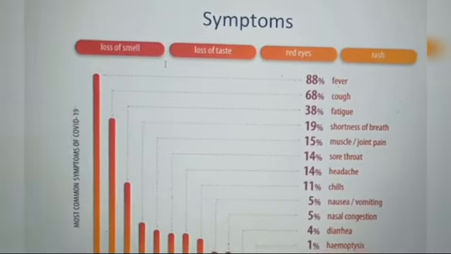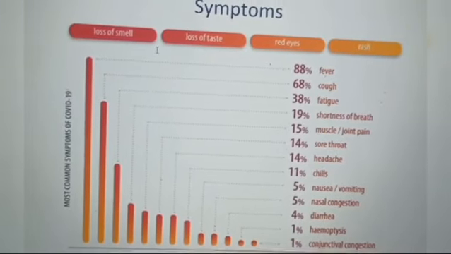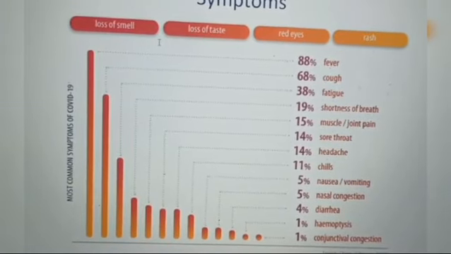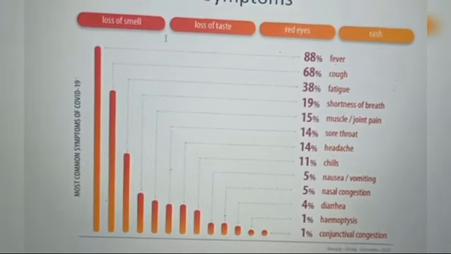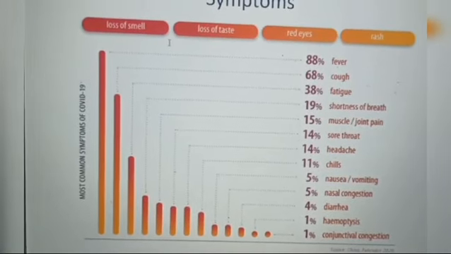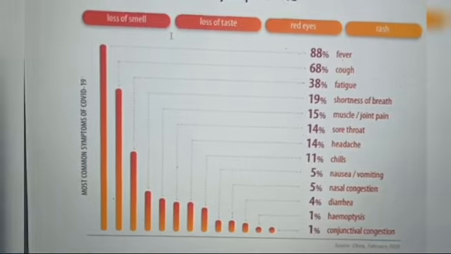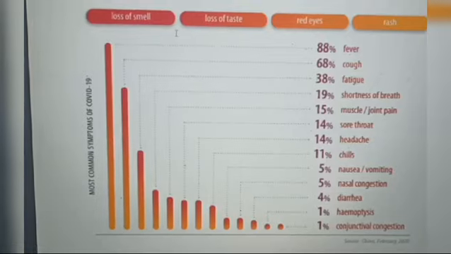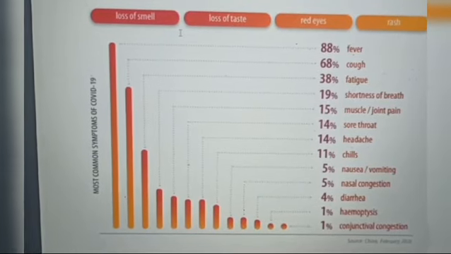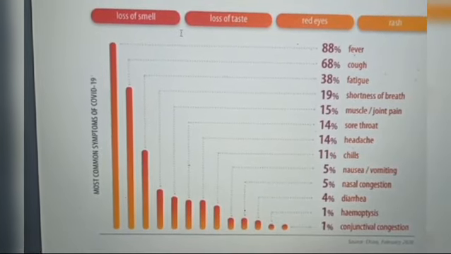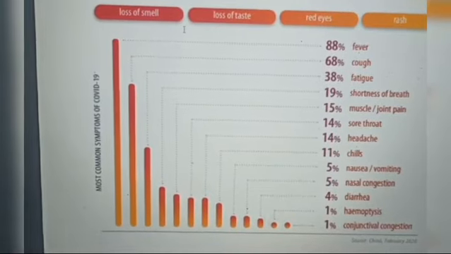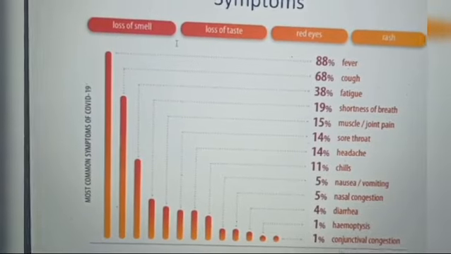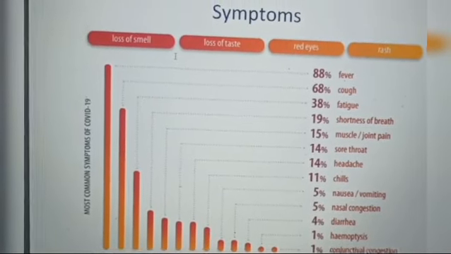Signs and symptoms of COVID-19. The most common symptoms of COVID-19 are loss of smell, loss of taste, red eyes, and rashes. Along with that, we can see fever, cough, fatigue, shortness of breath, muscle or joint pain, sore throat, headache, chills, nausea, vomiting, nasal congestion, diarrhea, hemoptysis, and conjunctival congestion.